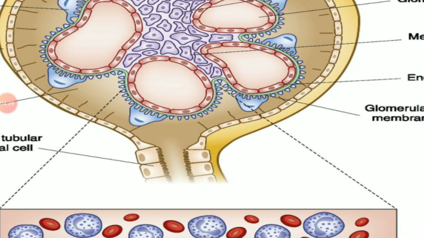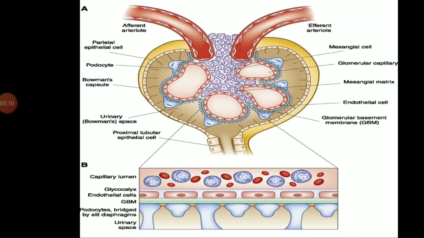So altogether, when the blood has to come from the capillary into the Bowman's space, it has to travel through the endothelium layer, then the basement membrane, and then through the foot processes of the podocyte. So these are three layers. These three layers together make up the structure which hinders the easy filtration of all of the blood into the Bowman's space. And these three structures together make up the glomerular membrane.